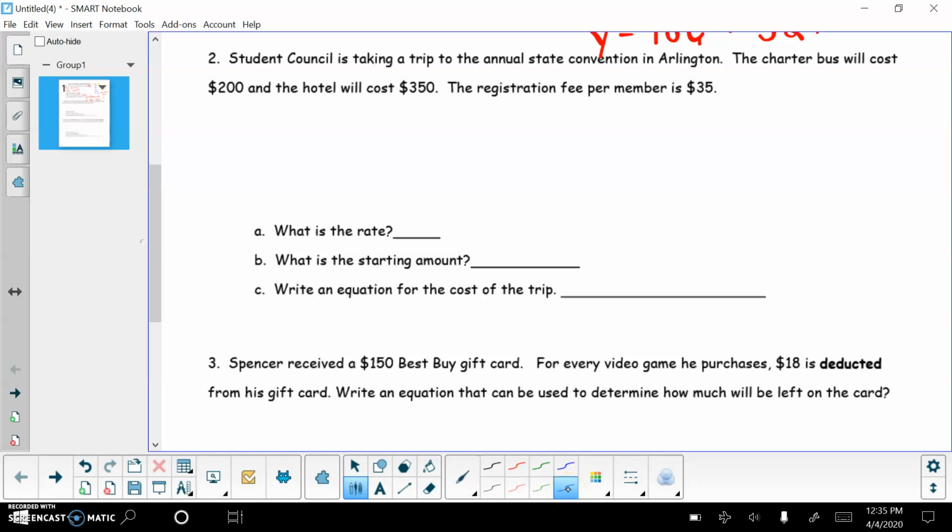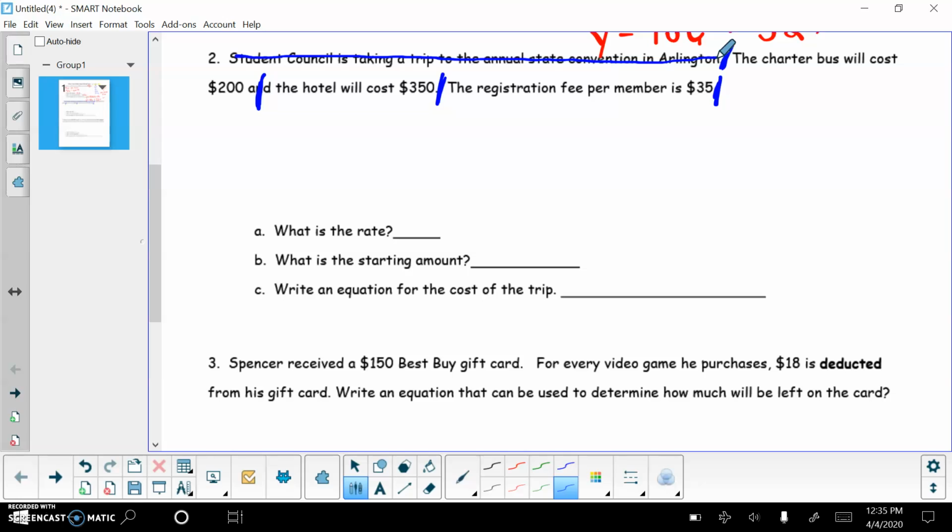This is a little bit longer, so I'm going to model our 3 reads. That sort of helps us to chunk it up, and so that's a little bit easier to deal with all the information. Everywhere that there's a period, we're going to put a slash mark, or it could be a question mark. And some people like to do it where there's an and, so I'm going to do that there. Now I'm going to read each little section. The first one says student council is taking a trip to the annual state convention in Arlington. That's good background information, but there's nothing mathematically important there, so I'm just going to mark through it.